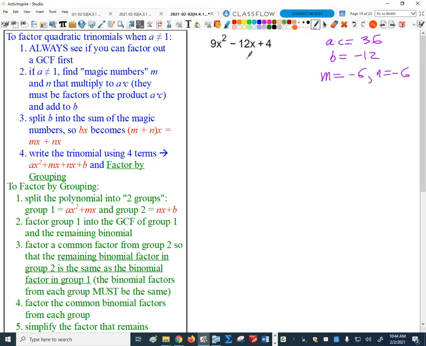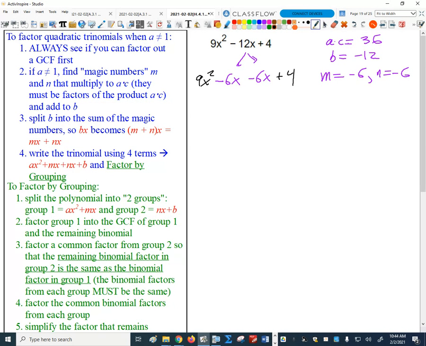So that means I'm going to split this middle term. I'm going to write this then as 9x squared minus 6x, I'm going to split this minus 6x, plus another minus 6x, plus 4. It doesn't matter which one. In this case, they're the same. But what if the magic numbers were different? It makes no difference the order in which you split these things. It'll work either way. Okay, now we're going to factor this by grouping.